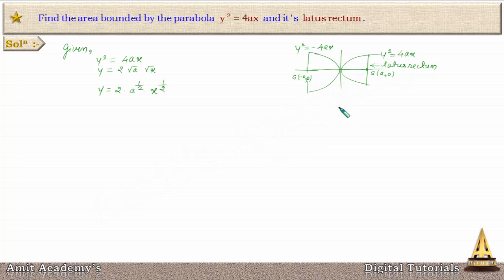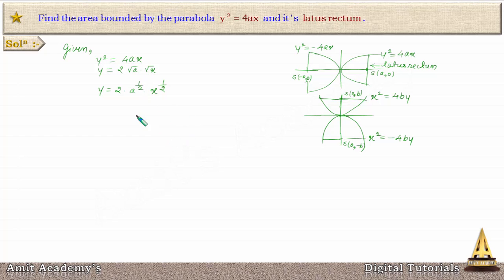And now student, if I draw a parabola like this, then its equation will be x square is equal to 4by, and the coordinates of its focal point will be 0 comma b, and this line is called its latus rectum. If I draw a parabola like this, then its equation will be x square is equal to minus 4by, and the coordinates of its focal point will be 0 comma minus b, and this line is called its latus rectum. Now in our sum, the equation of parabola is y square is equal to 4ax.